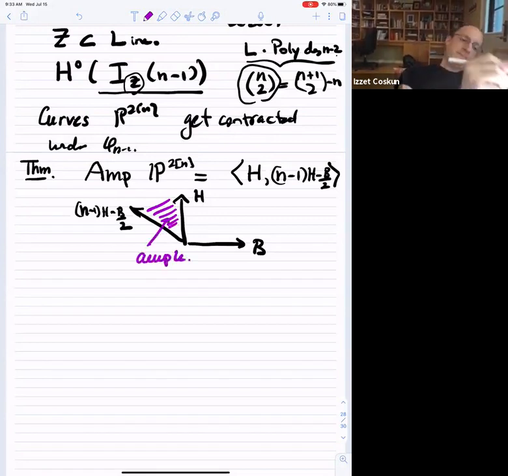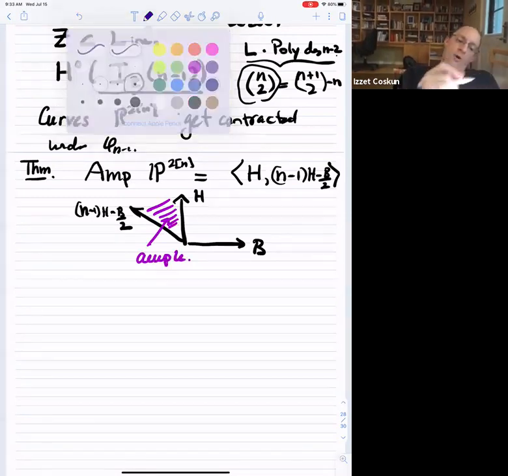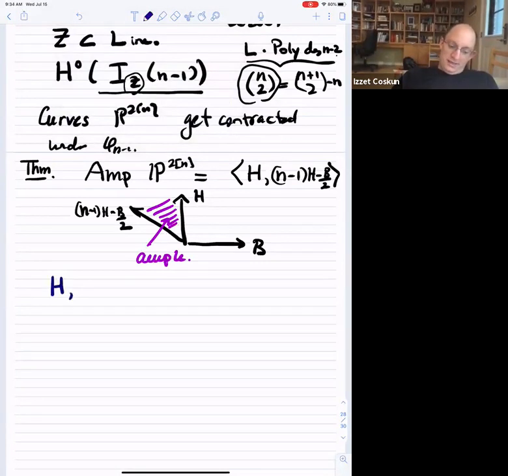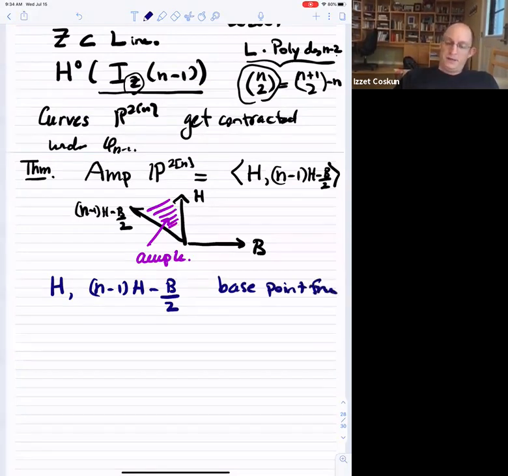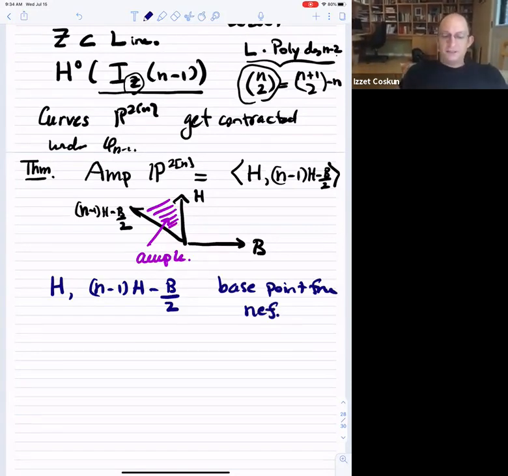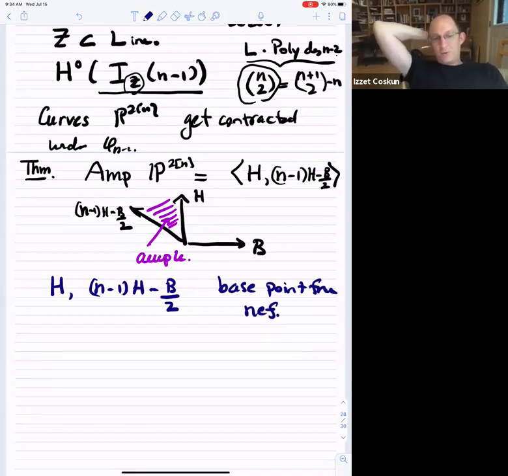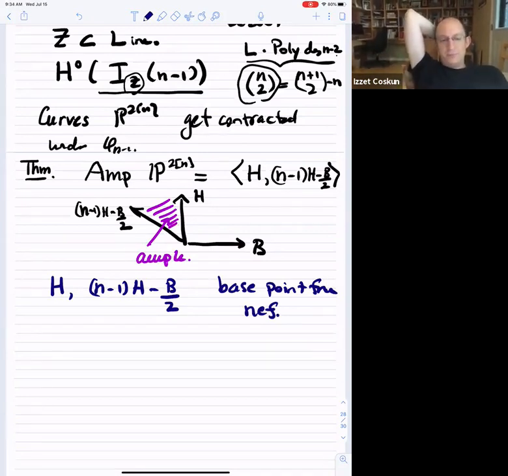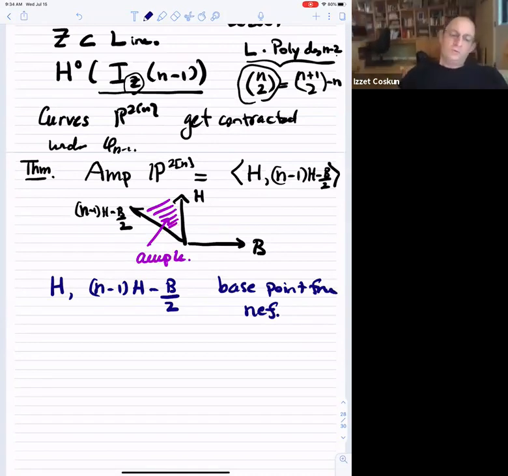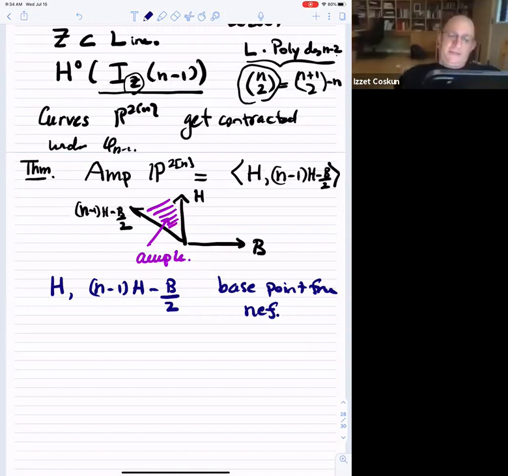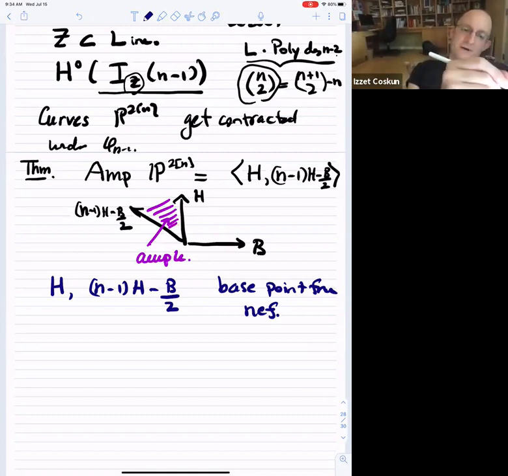Now, why is this? The reason is like this. We already know that h and (n minus 1)h minus b over 2 are nef divisors. They're base point free, so in particular, they are nef. They give a morphism to projective space, and they are the pullback of O(1) from a projective variety under a morphism, so you see that the degree of any curve has to be non-negative.